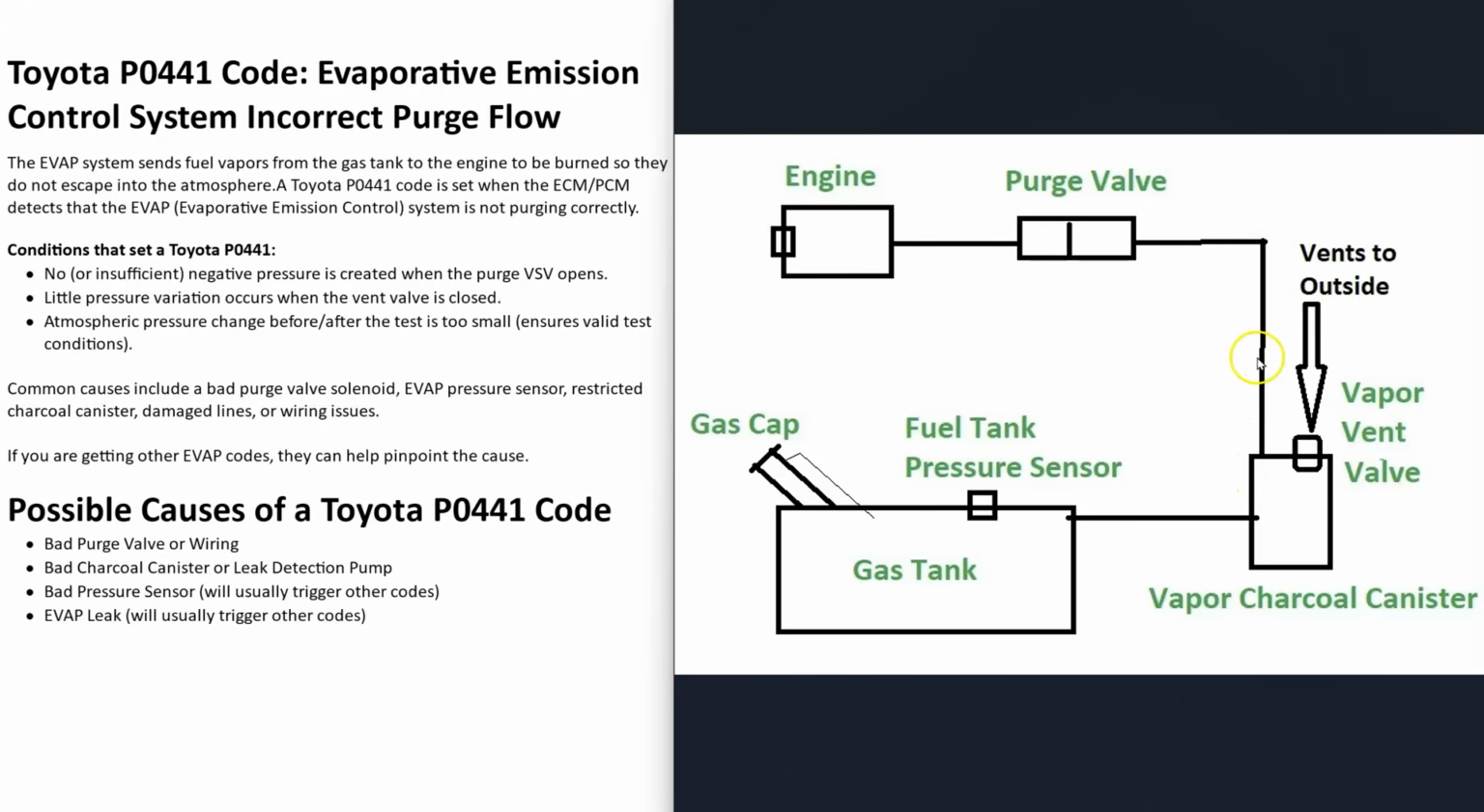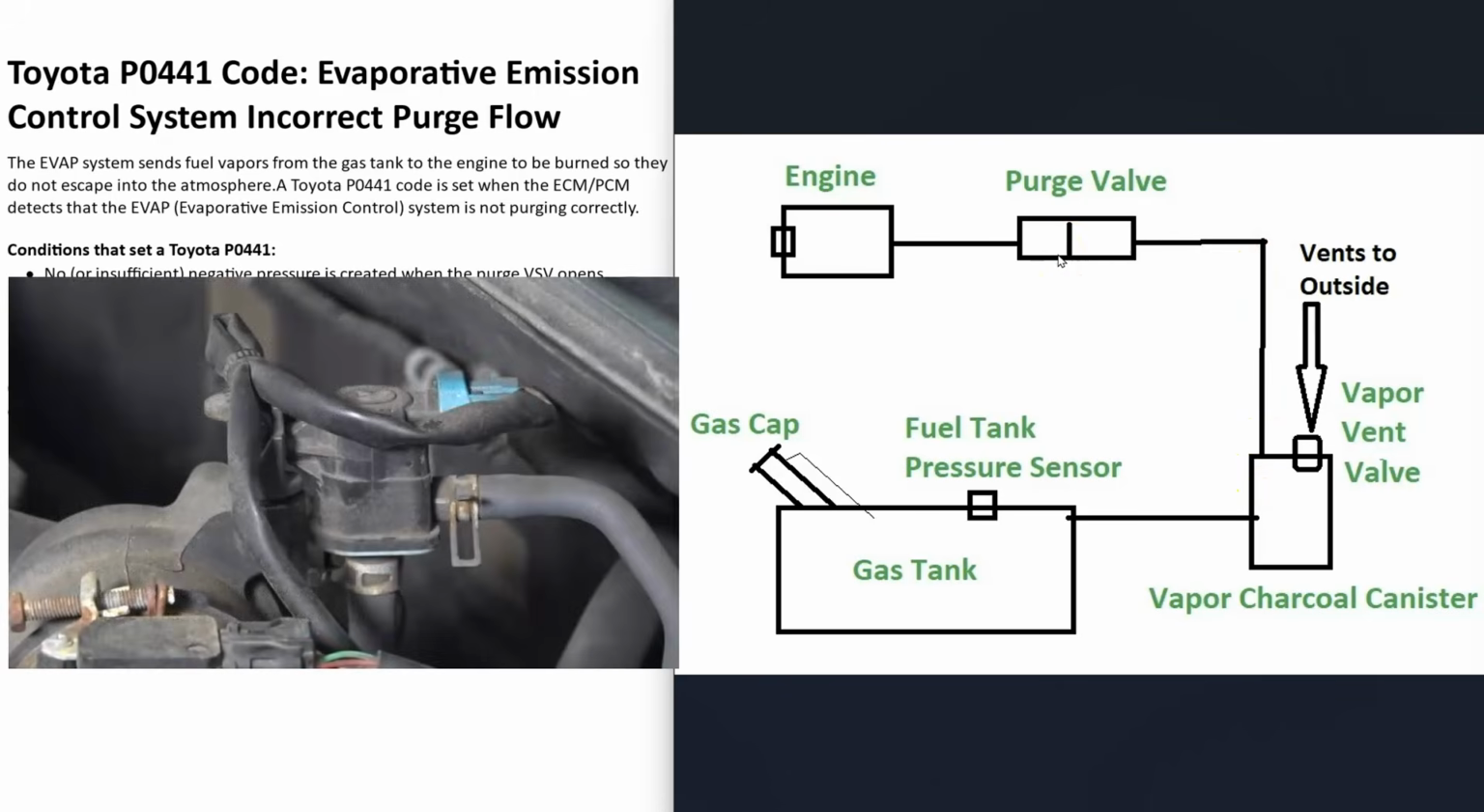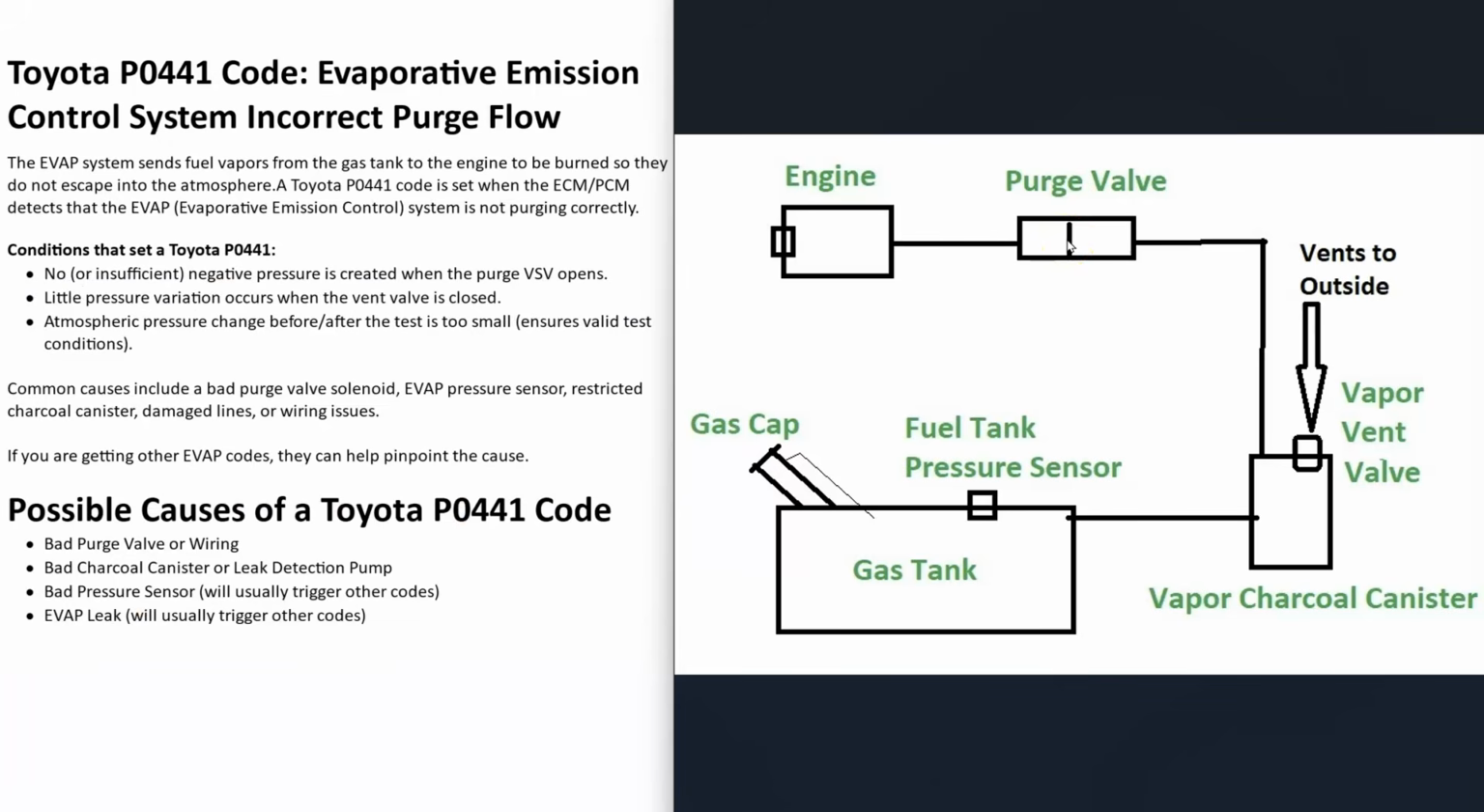There's going to be a hose that leaves the charcoal canister and goes into the engine compartment to what's called a purge valve. The purge valve just stays closed so that the gas vapors don't escape into the engine when the engine's not running. But when the engine is running, at some point the computer is going to send the purge valve a signal to open and all the gas vapors are going to go into the engine and be burnt away. And that's a real basic overview of what's going on inside the Evap system.